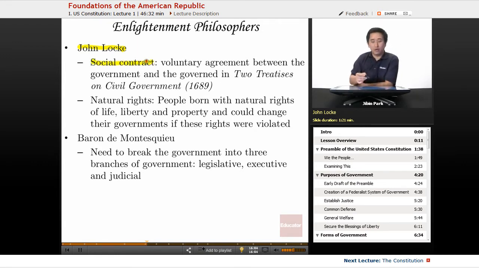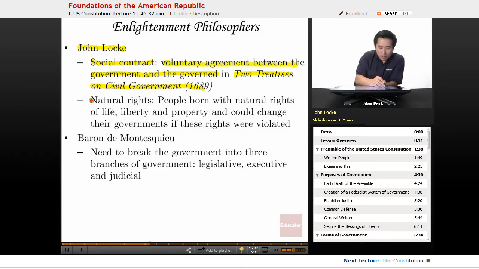So when people are born, they basically go into a voluntary agreement between the government and the governed. He postulated this idea that there's a social contract, that when people are born, they basically agree with the government to abide by this contract. Now, the reason why it's important is that when you enter into a contract, both members are expected to adhere to the rules in the contract.